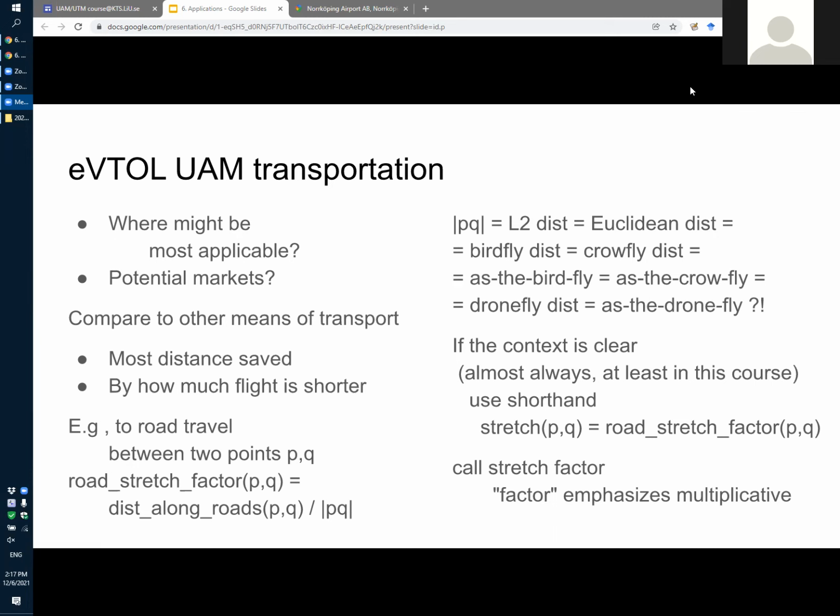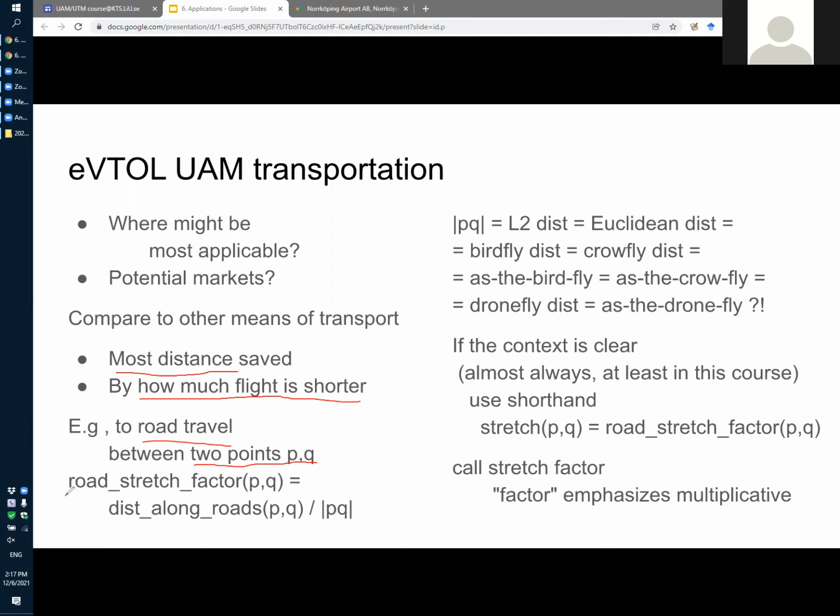and see where you could save the most distance or the most time if you use UAM instead of, let's say, road travel. So you want to see by how much the UAM flight would be shorter than the road travel for the different origins and destinations.